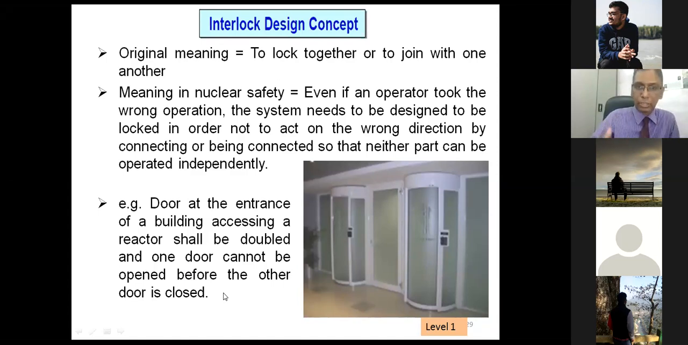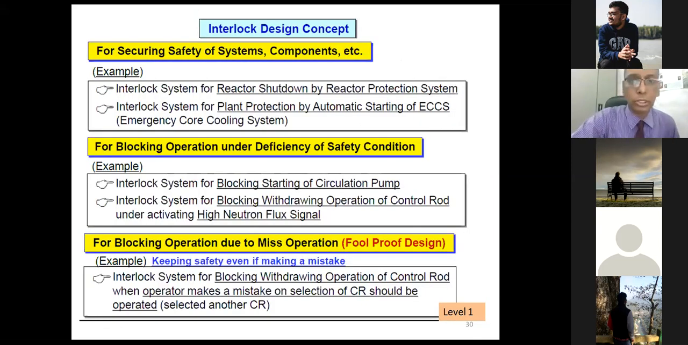So in that type of design, we can also ensure the protection system. There are many others. So these are the concepts. I'm not going into details. For securing the safety of system components, there is an interlock system for reactor shutdown by the reactor protection system, the emergency core cooling system, and also blocking the starting of the circulation pump. You can block that, and also the withdrawal operation of the control rod, also the neutron plug signal, and some others. So these are called the interlock design concept. These are examples that you can read later on.